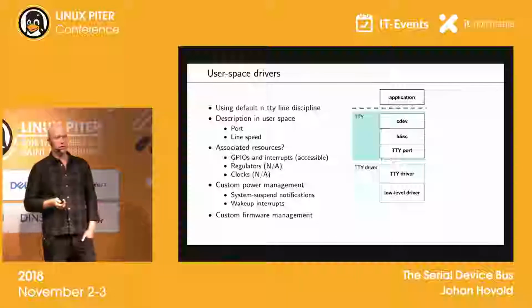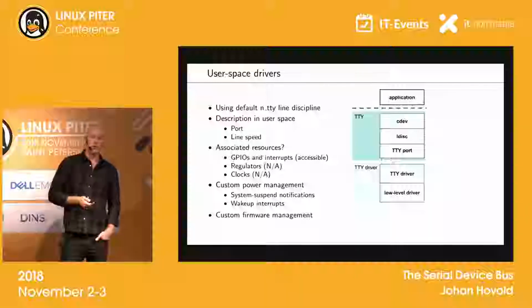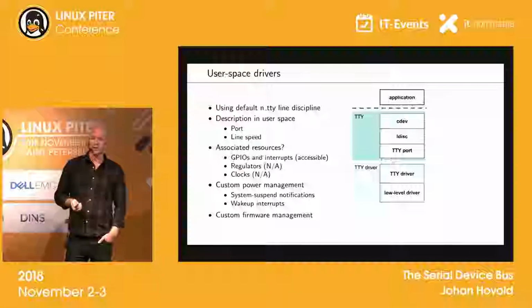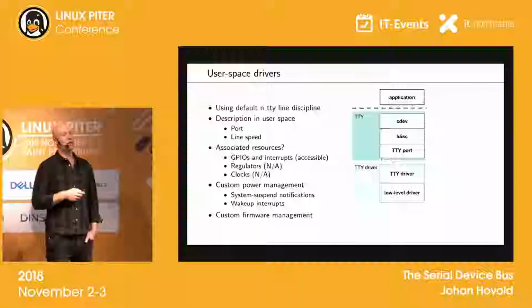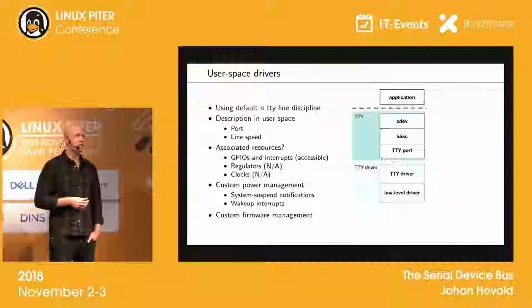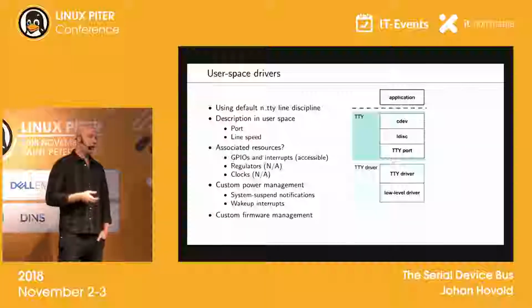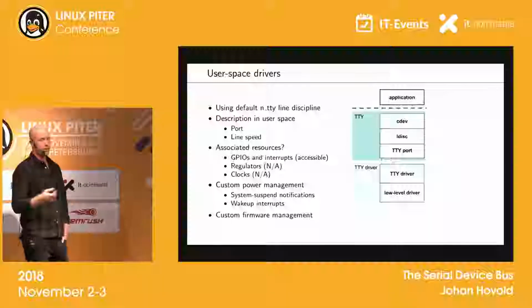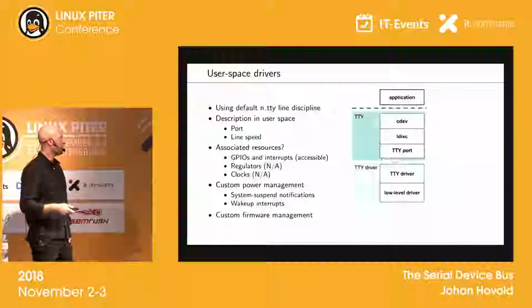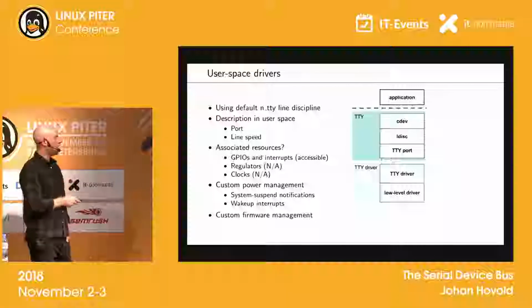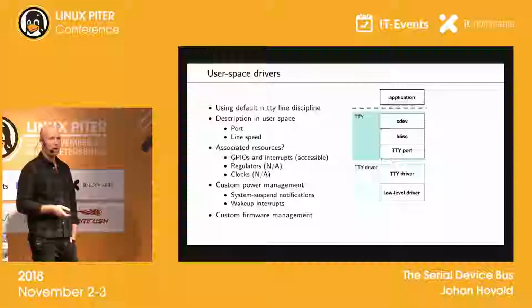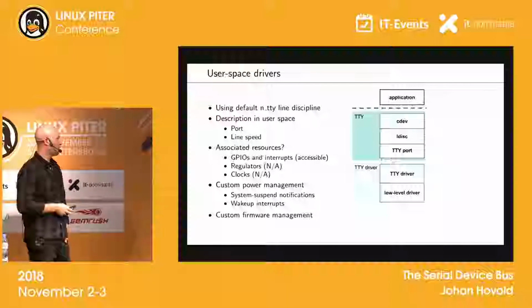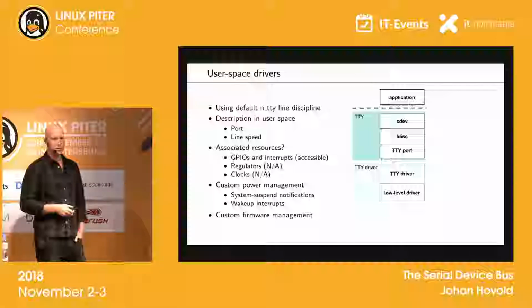So previously, you could go about writing your driver in userspace, which means you would typically use the default line discipline, N_TTY. You would then have to tell your application in userspace, your driver would need to know which port to open and what line speed to use. And while some associated resources like GPIOs and interrupts are available to userspace through the GPIO-lib sysfs interface or the new character device interface, other resources like regulators and clocks don't have a userspace representation. You also wouldn't be able to use the kernel's frameworks for power management.